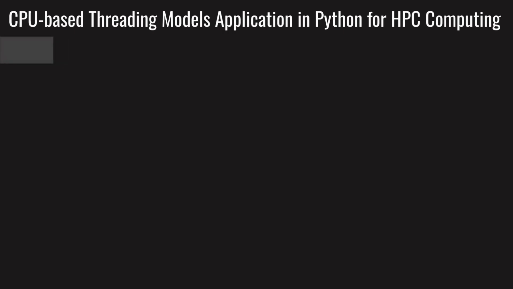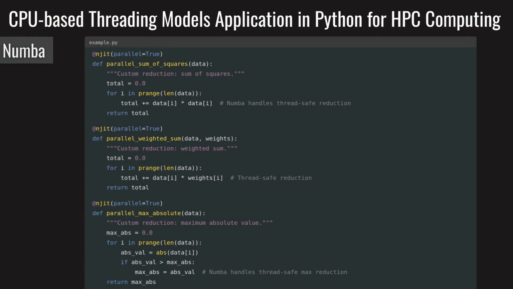Here we show 3 cases of custom reduction that can be handled by Numba: sum of squares, weighted sum, and maximum absolute value.